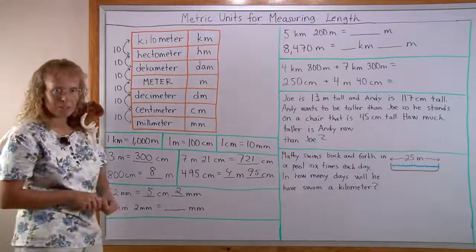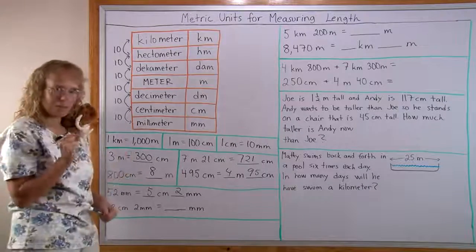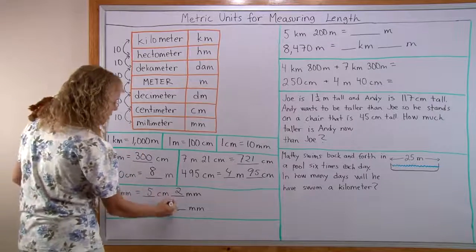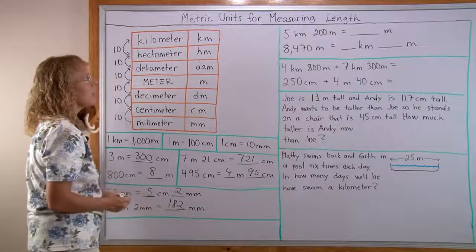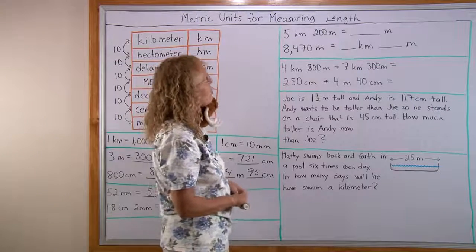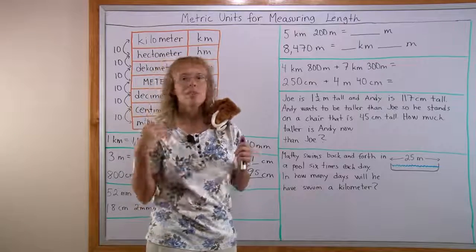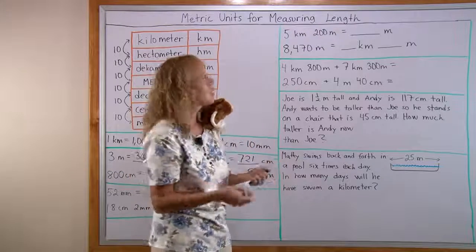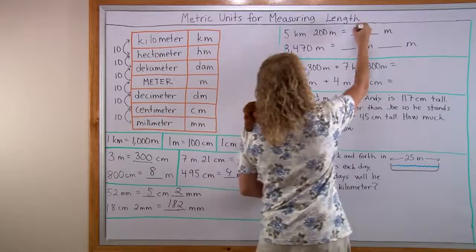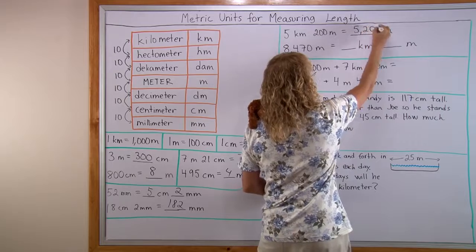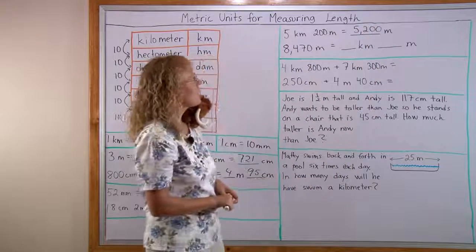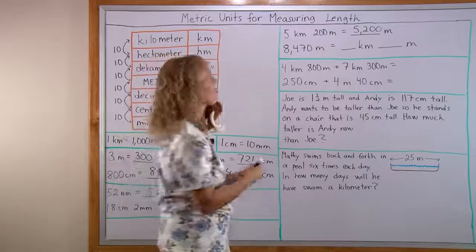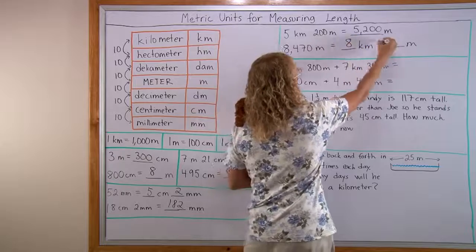18 centimeters, 2 millimeters. Okay, 1 centimeter is 10 millimeters. So 18 times 10 is 180 plus 2. 182 millimeters. And a little more. 5 kilometers, 200 meters. Now we remember the kilo, meaning 1000. 5 kilometers will be 5000 meters, plus 200 meters, 5200. And 8470 meters. Okay, 8000 of those will make 8 kilometers. And the rest is left here.